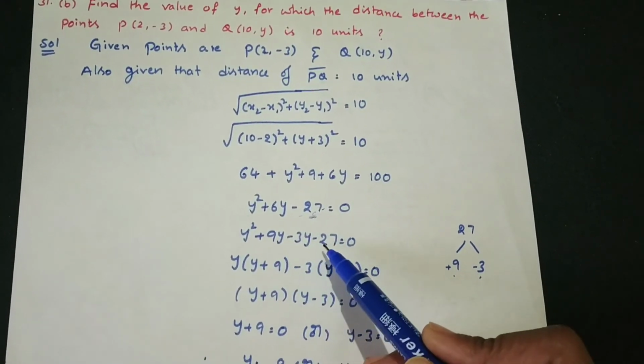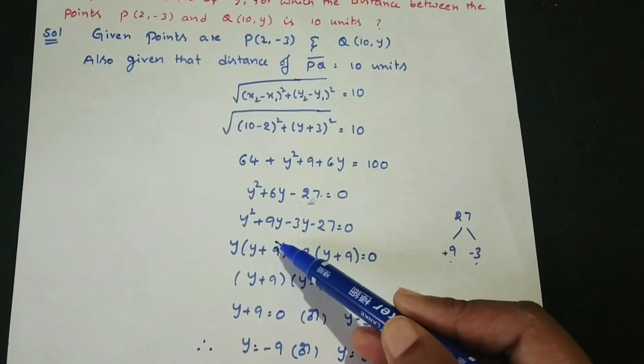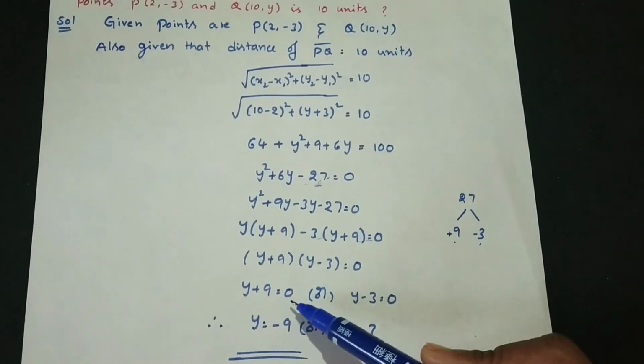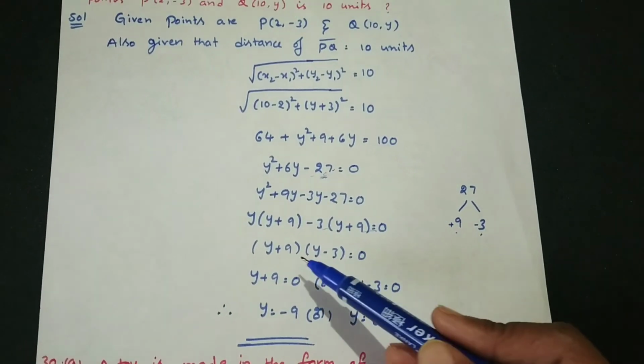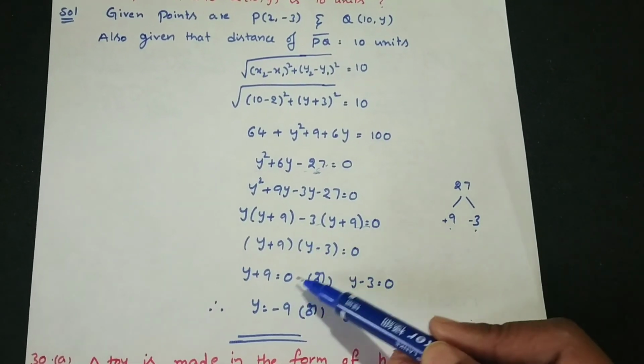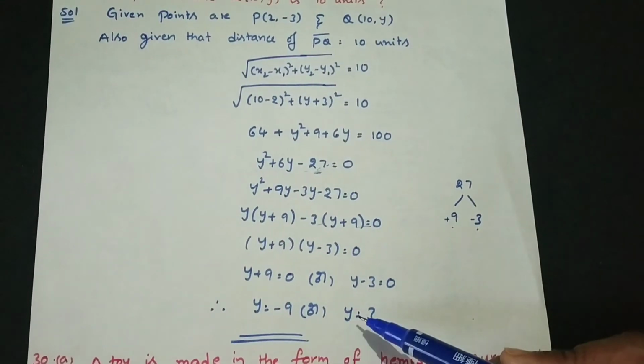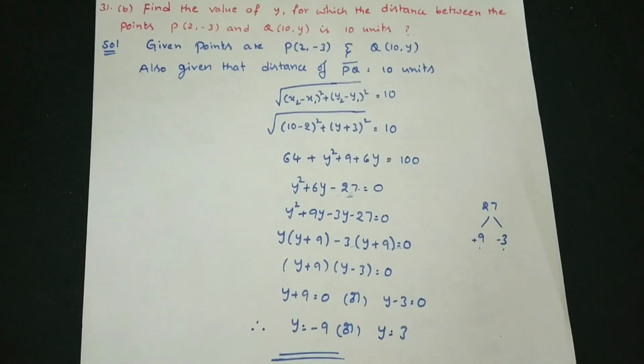So y square plus 9y minus 3y minus 27. Take y as common, minus 3 as common: y plus 9 into y minus 3. Therefore y is equal to minus 9 and 3. If the product is 0, then either one should be 0, then only the full product will be 0. So y is equal to minus 9 or y is equal to 3.